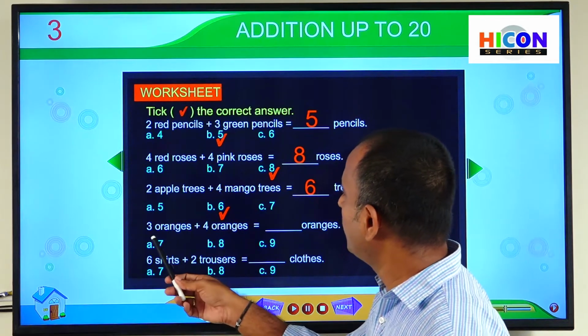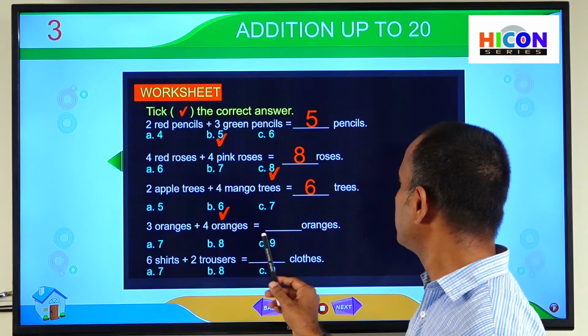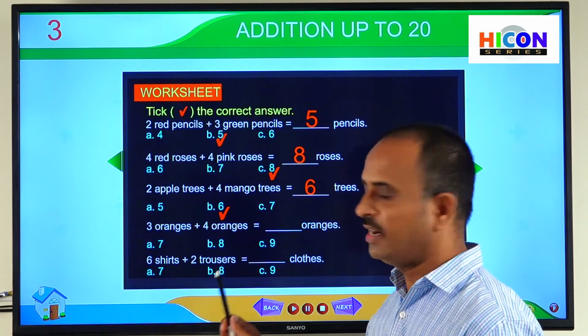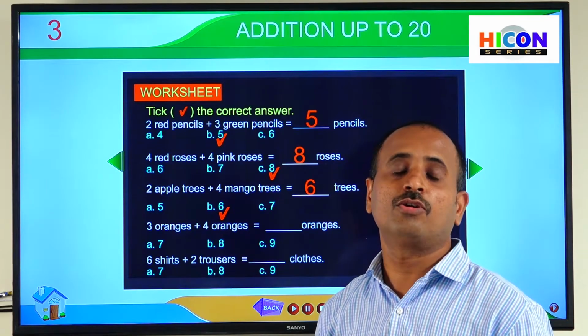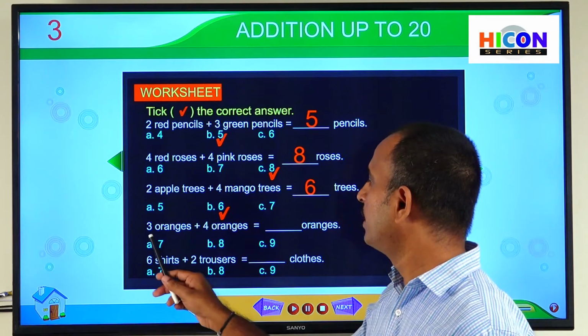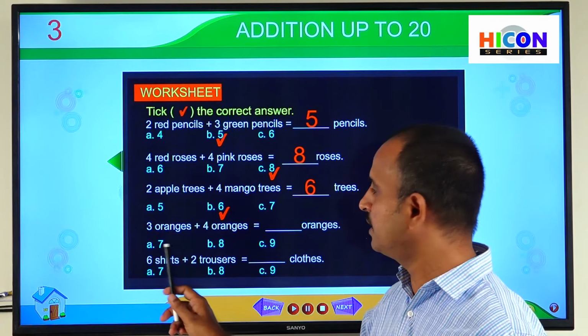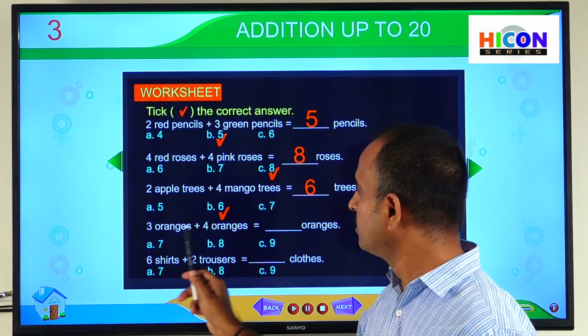So see the next problem. 3 oranges plus 4 oranges is equal to how many oranges? So children, there are 3 oranges and again 4 oranges. Total how many oranges are there? So we will get a total number of oranges just by doing addition of these two numbers. So what are the two numbers here? So 3 and 4. So we have to add these two numbers.